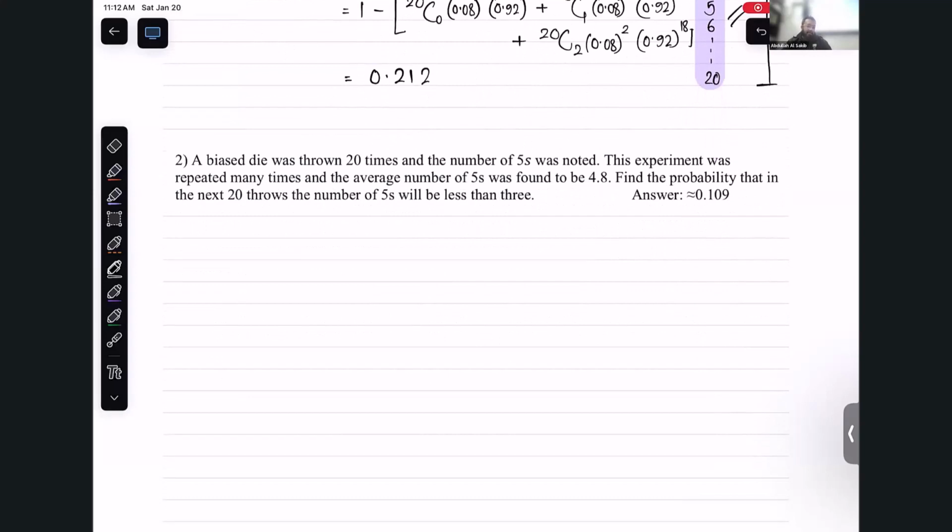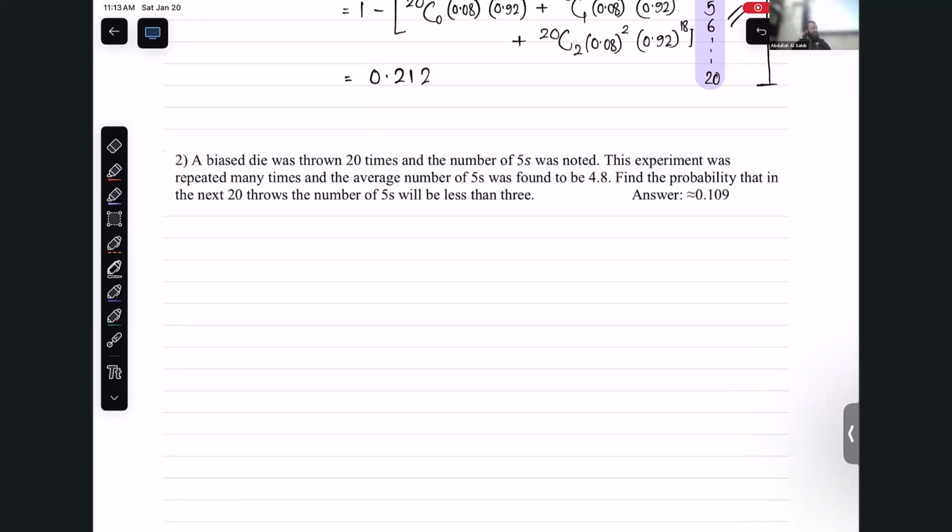Okay, a biased die was thrown 20 times. The number of fives was noted. That means X is what? Number of fives. X is the number of fives. How many fives you are getting in 20 throws? That is X. Clear? Number of fives.